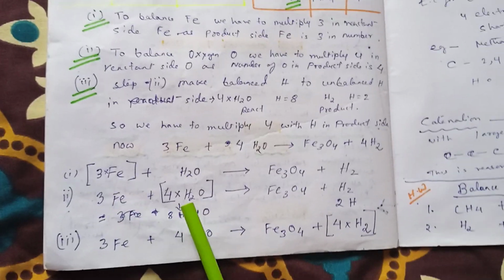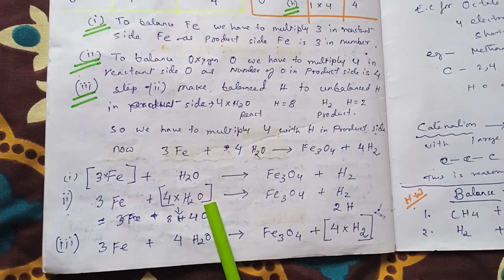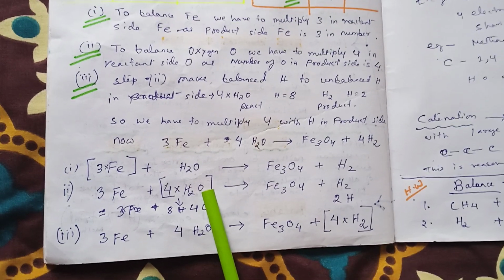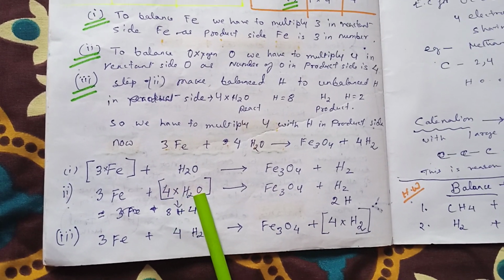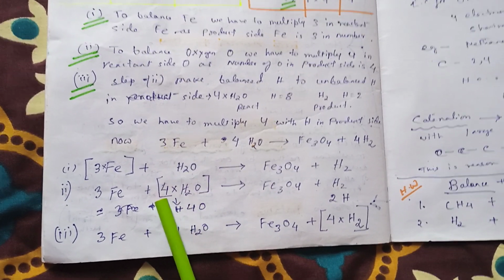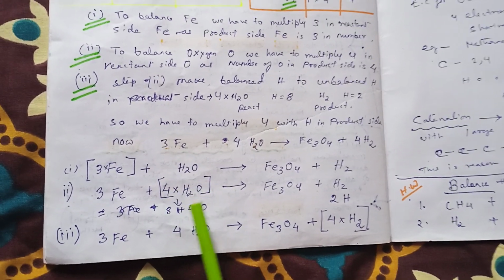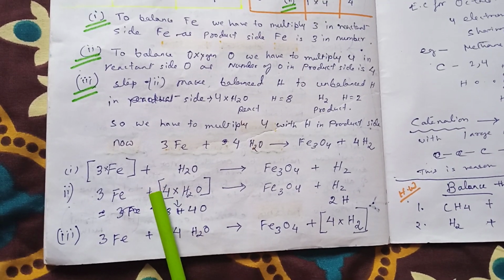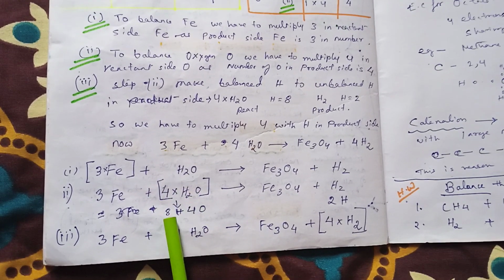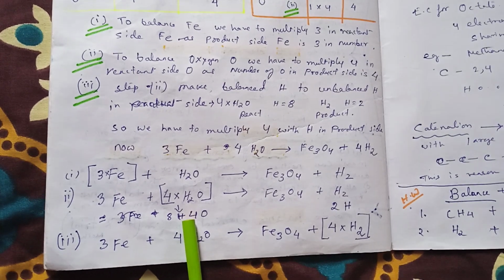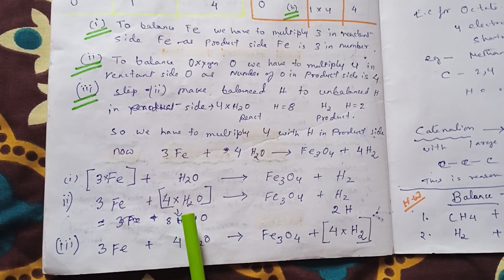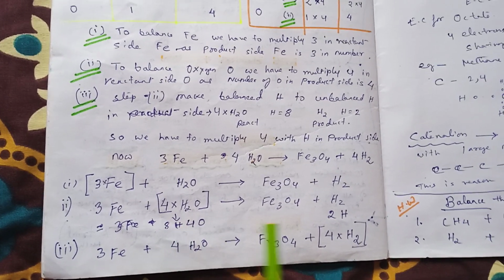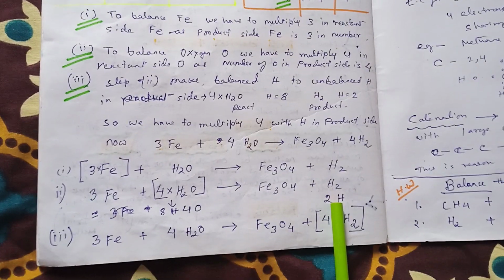3Fe plus 4 into H2O, because you have to multiply 4 with the whole of H2O, as the O is present in combined form. So 4 into H2O on the reactant side makes 4 O, but hydrogen is also multiplied by 4, which makes hydrogen 4 into 2, that is 8H. Now oxygen is balanced, but hydrogen is unbalanced: 8H on the reactant side and 2H on the product side.